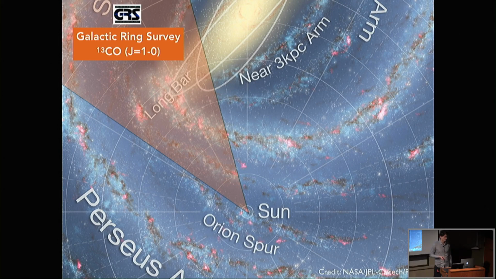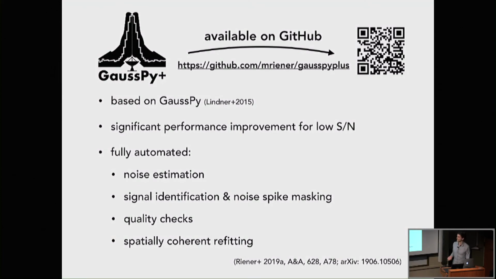To deal with this enormous data set, I developed a Gaussian decomposition algorithm called GaussPy+. It is based on a pre-existing algorithm called GaussPy. I won't go into any technical details. GaussPy fits emission line spectra in a fully automated way. We added some additional capabilities to extend its fitting functionality to low signal-to-noise regions, and have automated quality checks, and maybe most importantly, a spatially coherent refitting routine.